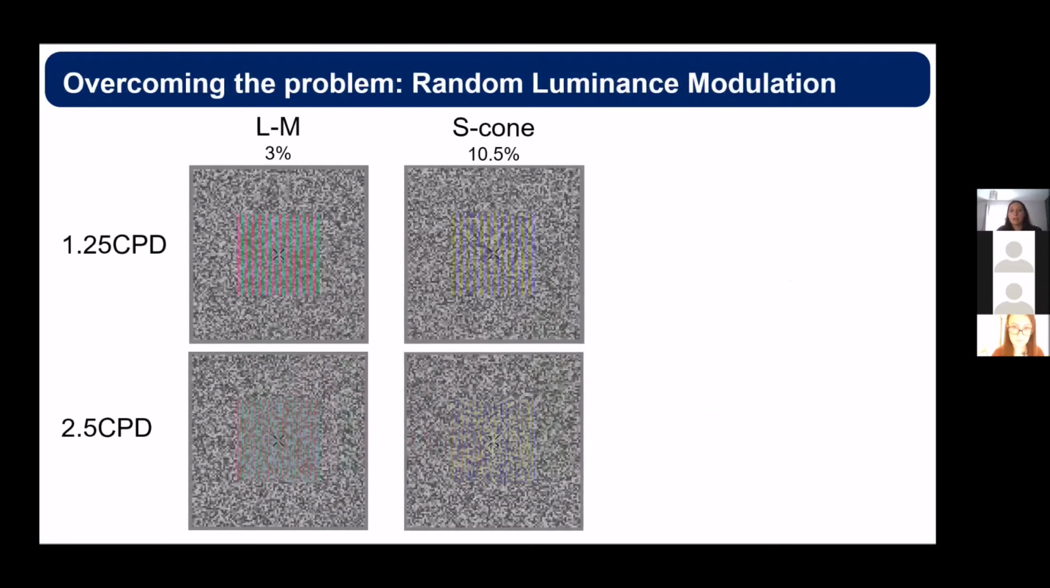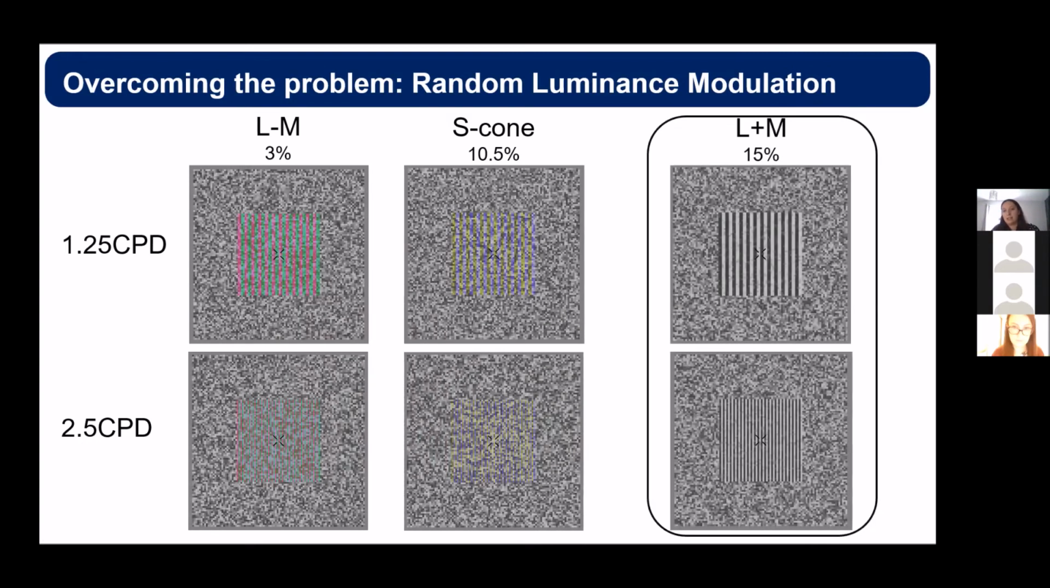So for this experiment, we had 2 conditions, L-M and S-cone isolating, 2 color conditions, I should say. 3% contrast was added in the L-M dimension and 10.5% added in the S-cone dimension. Each was tested at 2 spatial frequencies, 1.25 cycles per degree and 2.5 cycles per degree, to probe this threshold difference and see if it holds in the brain response. Also, to ensure our random luminance modulation succeeded in saturating luminance-sensitive mechanisms, we also tested an achromatic condition, adding 15% contrast. Each stimulus was presented separately in a block design 3 times over 3 separate sessions.